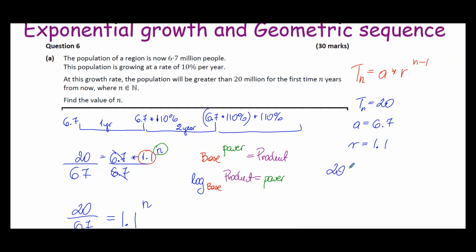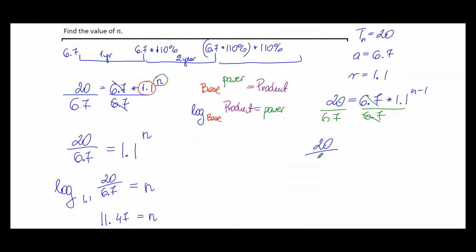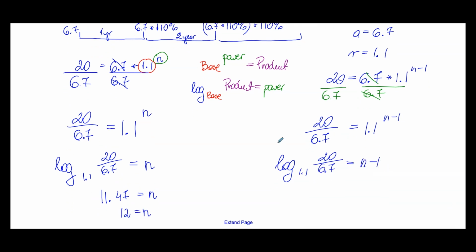Now, let's replace. I suppose it will be easier to explain with a specific number. Again the same idea: we divide by 6.7 on both sides because we need that power, base, product. So 20 over 6.7 equals 1.1 to the power n minus 1. Therefore, log of base 1.1 of the product 20 over 6.7 gives me the power, n minus 1. Since I want n, I move that minus 1 to the other side and change the sign. And then we have n on its own. We put that in the calculator.